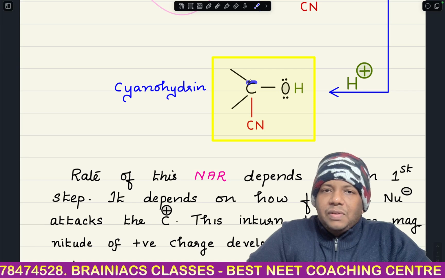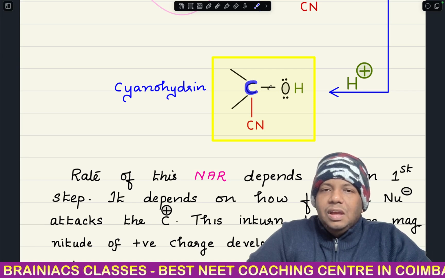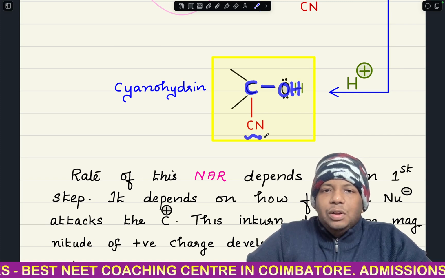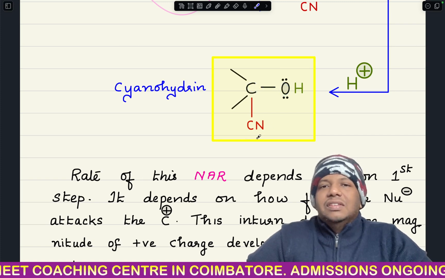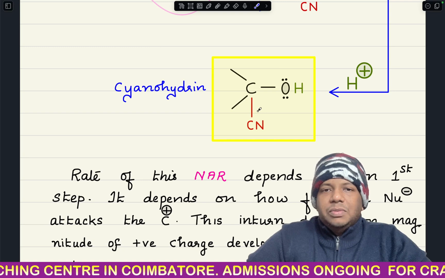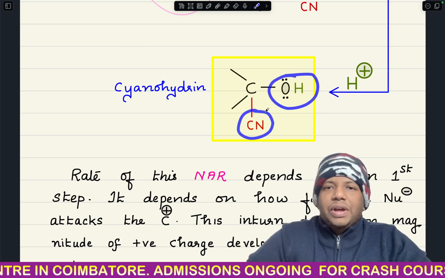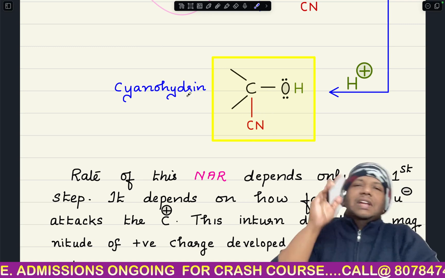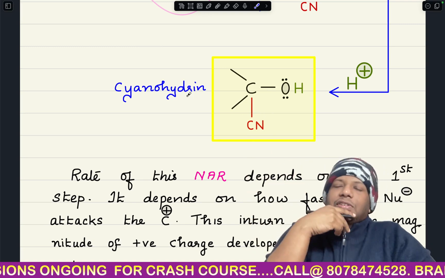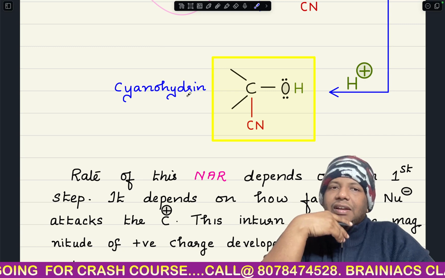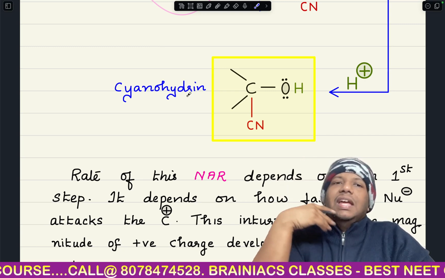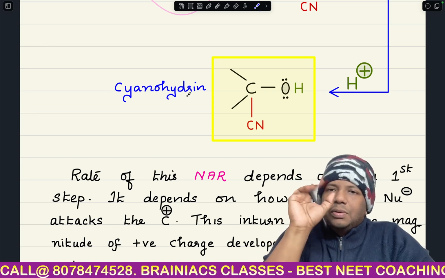So you can see here, whenever HCN addition is happening, you will get OH on one valency of the carbon and a cyanide group on the other valency. And this type of compound, where one carbon atom is holding both CN and OH, is called a cyanohydrin. So, a very important question: aldehyde or ketone on reaction with hydrogen cyanide, what is the nature of the product? It is a nucleophilic addition product, and the name of the product is cyanohydrin.